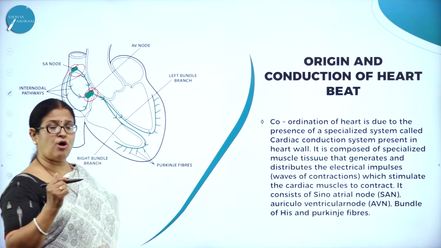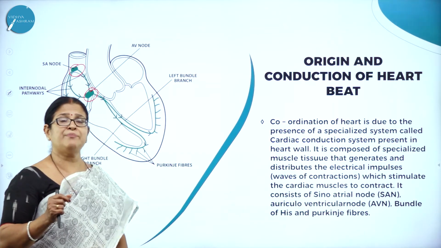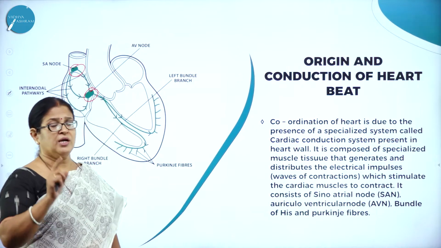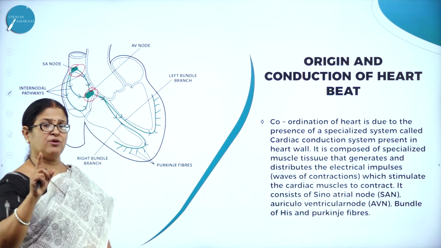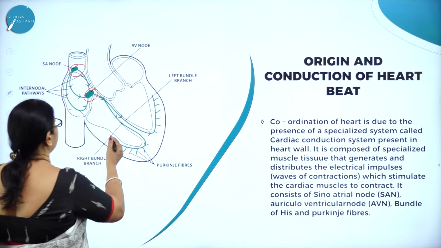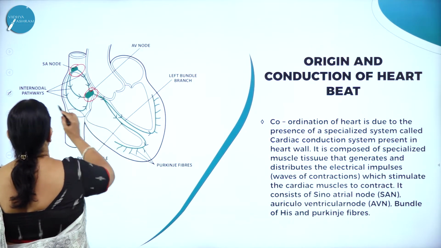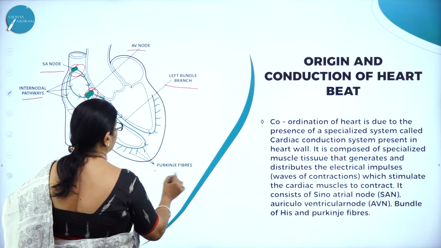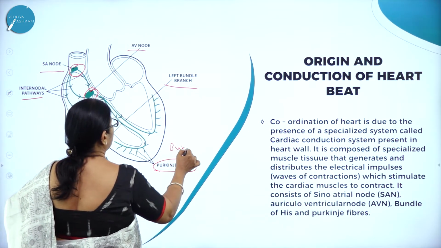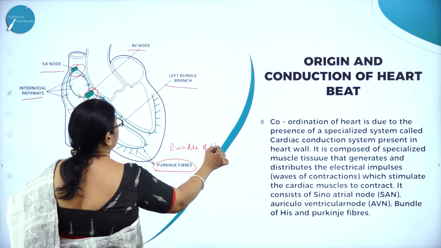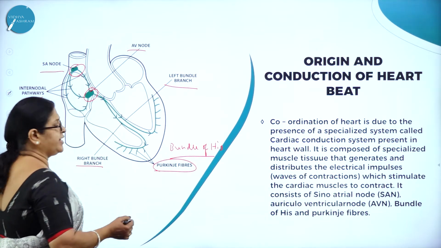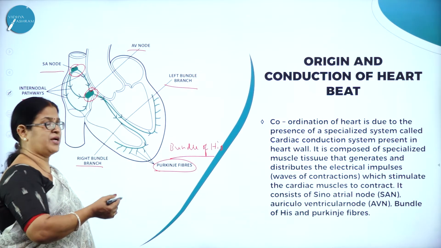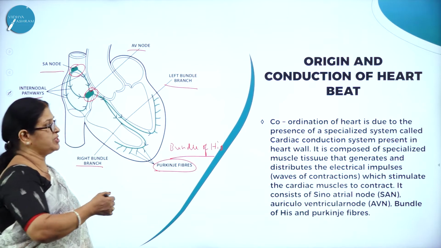Now, the origin and conduction of heartbeat. Heartbeat means what? One contraction and one relaxation is equal to one cardiac output, one heartbeat. Here you can see the right bundle branch, the internodal pathways, SA node, AV node, then left ventricle, and Purkinje fibers, and one more called bundle of His. They are very important in regulating the flow of blood from the ventricles to the pulmonary artery and to the aorta also. They play a very great role.